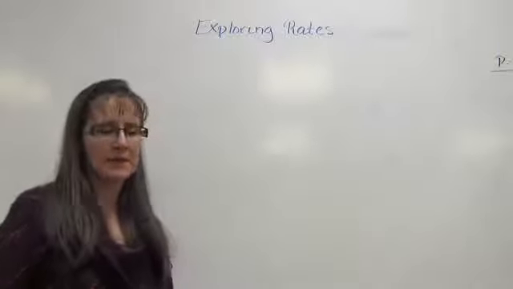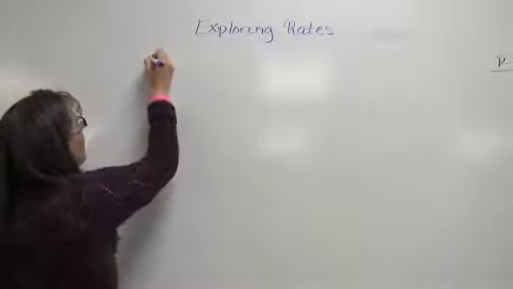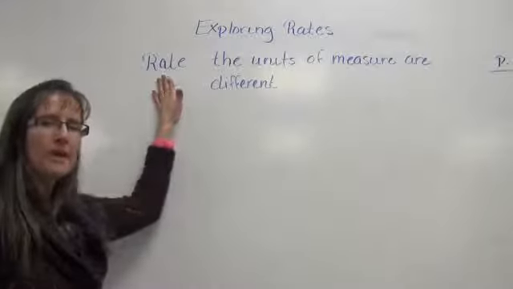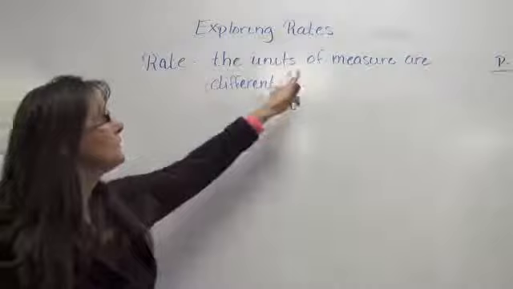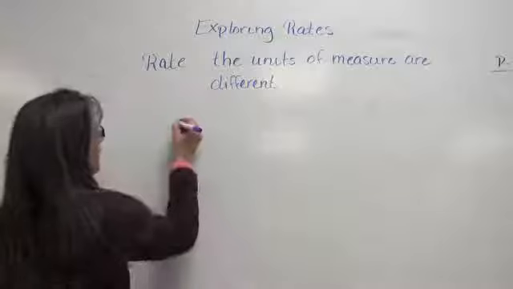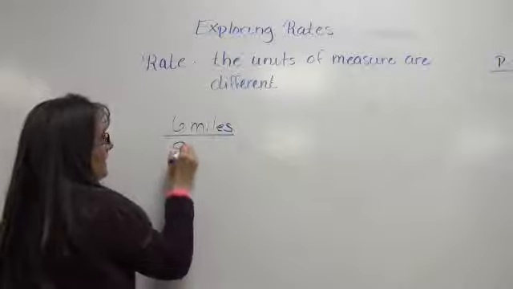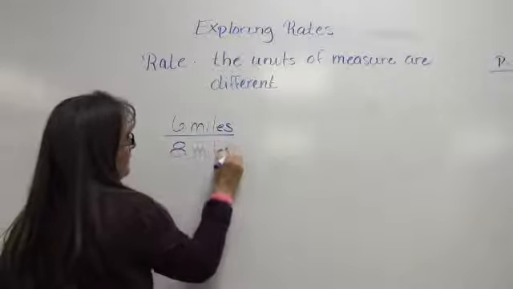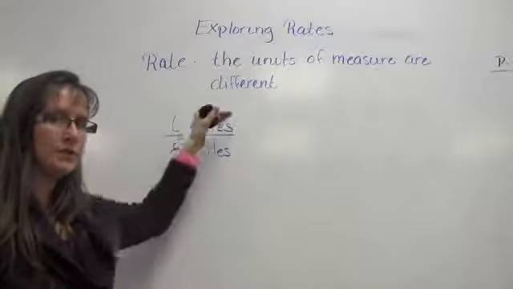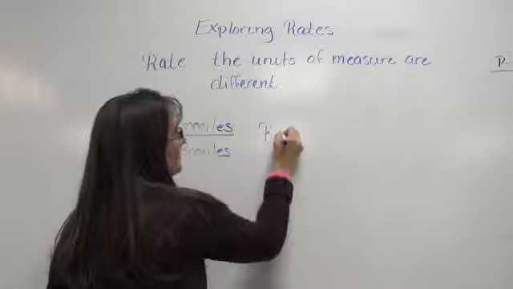Okay, today we're going to be exploring rates. First, a rate: we get a rate when we have a ratio that has units of measure that are different. So here's a for instance. If I had 6 miles to 8 miles, this would not be a rate because the units for each one are miles. This would be a ratio.